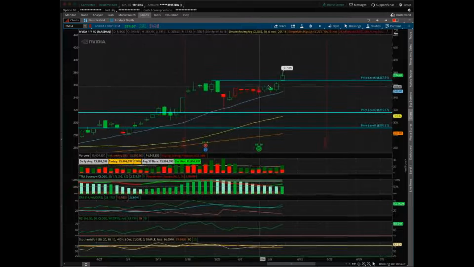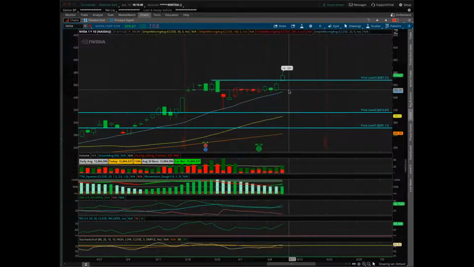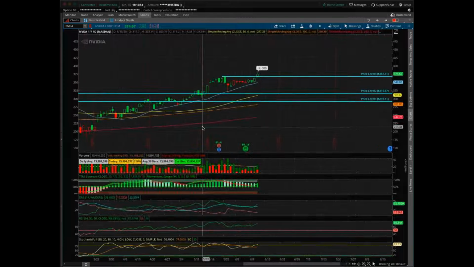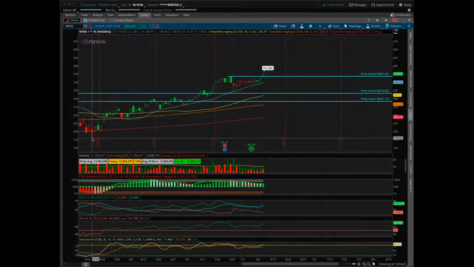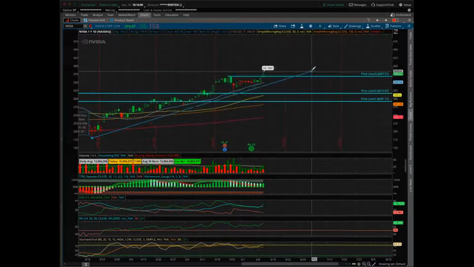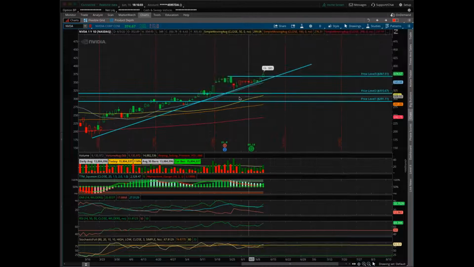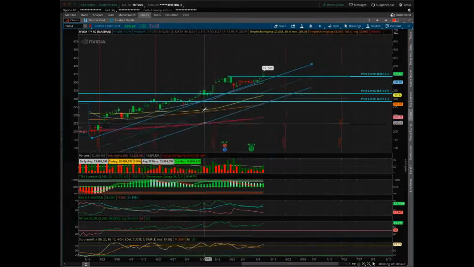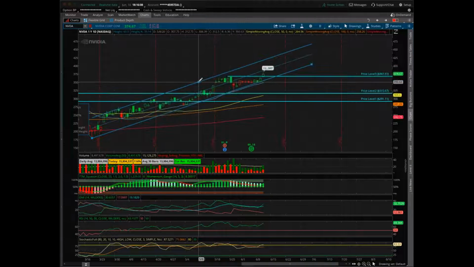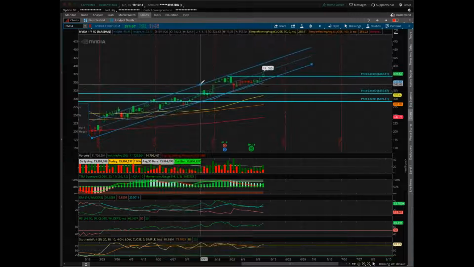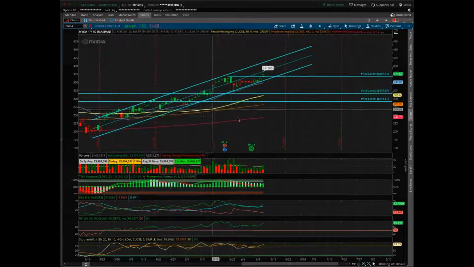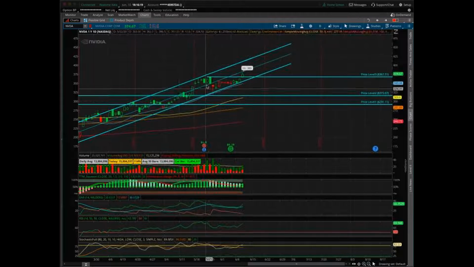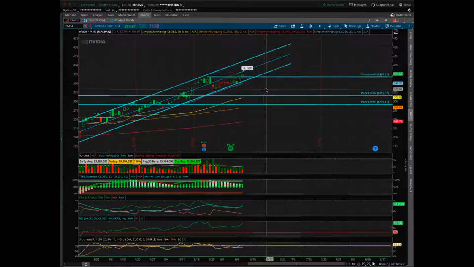Now, does anybody know why this should be going higher if it stays above this previous high? Creating higher highs and higher lows. Exactly, because it's going to be creating higher highs and higher lows. Why? Because it's in an uptrend. So if it's in an uptrend, it should be creating higher highs and higher lows.